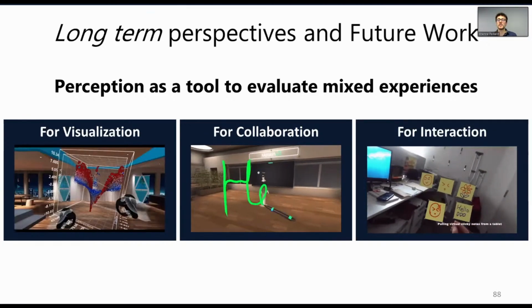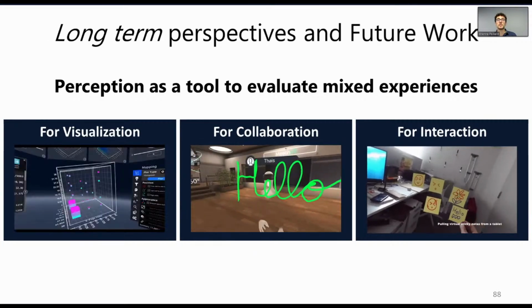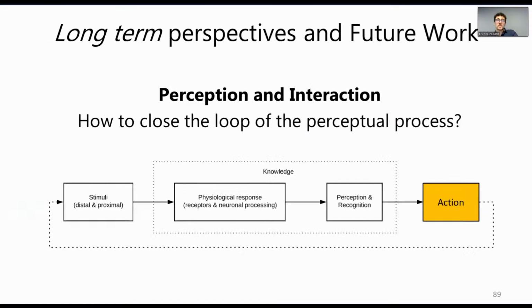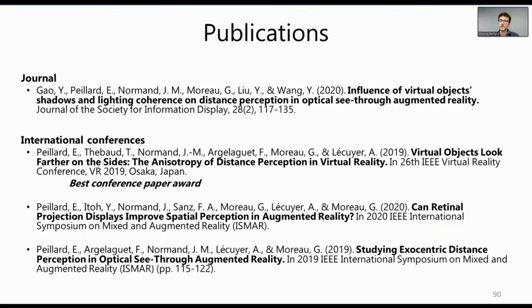And finally, studies on interaction can benefit from the studies of perception in mixed reality. About this third perspective, and as I presented in the beginning of this presentation, action is the last step of the perceptual process. As such, conducting studies involving perception and interaction might lead to significant improvements of these two elements. For example, perception can help to develop new interaction techniques, and new interaction techniques can be designed to improve perception. Perhaps research dedicated to interaction and perception in mixed reality can help to close the loop of the perceptual process.